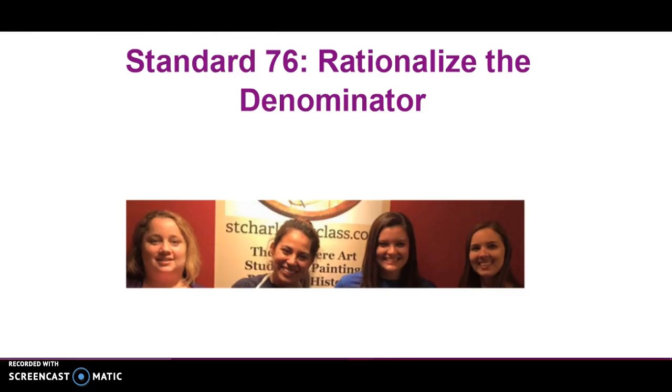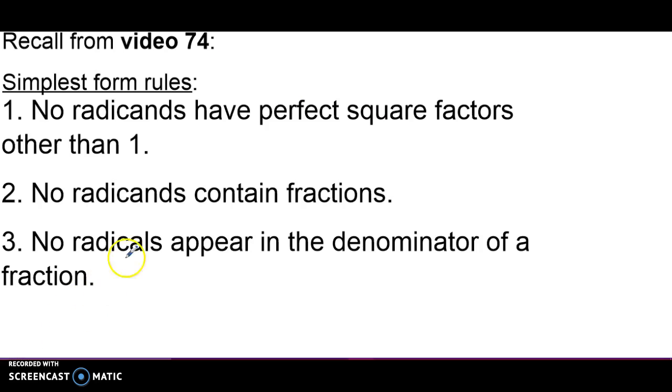Hey guys, so today we're going to work on standard 76, which is rationalizing the denominator. Alright, so let's do a quick recall from video 74. We had our simplest form rules. If you already have these written in your notebook, you don't need to write them down again.